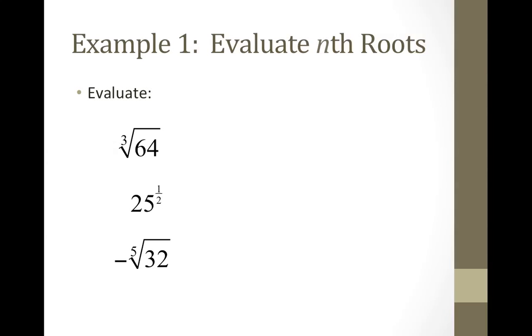Okay, so in the first example, we're looking at the cubed root of 64. So again, based on our definition at the beginning, what we want to be thinking about is what is the number that if I cube it, I would get the 64. And that number is going to be a 4, because 4 to the third power gives you the 64 that's inside the radical sign.